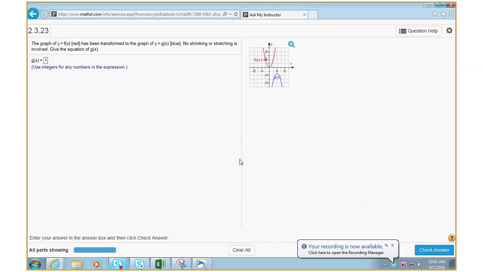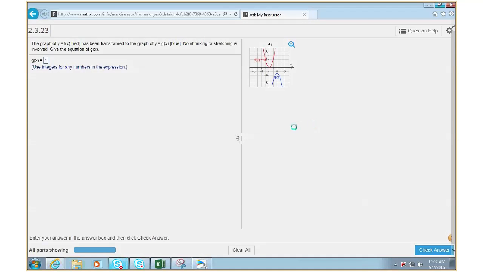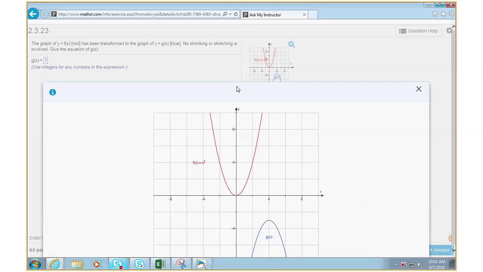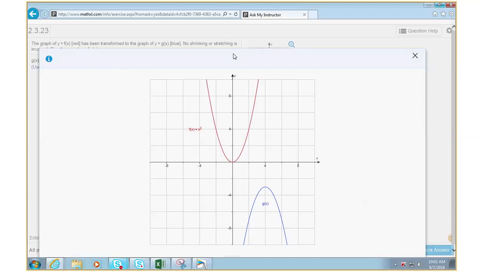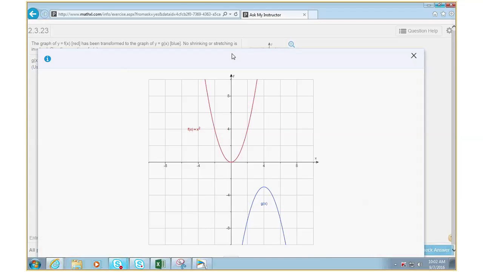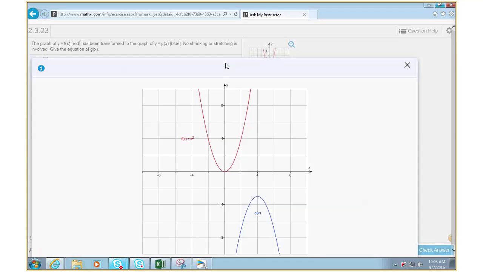All right, so everybody eating their breakfast now. The graph, y is equal to f of x, is in red. So that's y is equal to f of x. And the transformation is y is equal to g of x. No shrinking or stretching is involved.